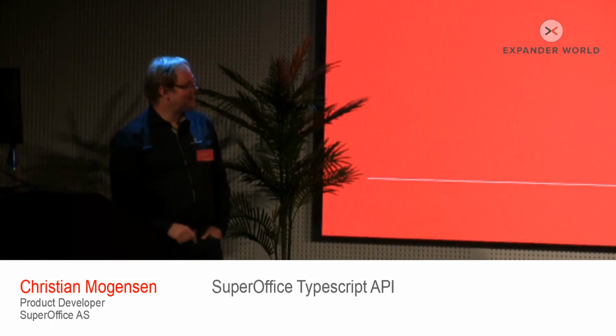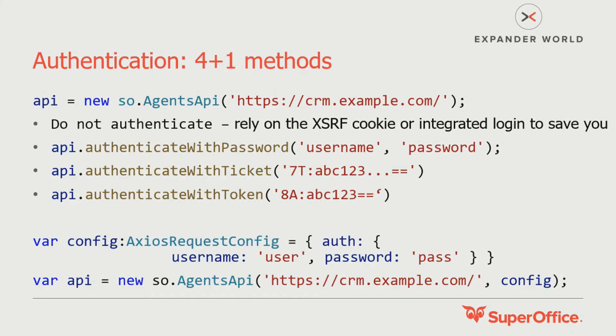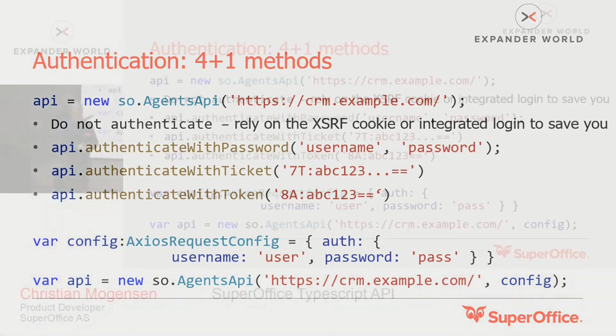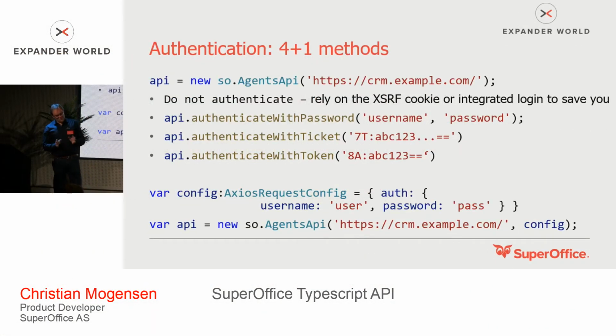All right, authentication. We have a bunch of methods for authenticating, for saying, this is how I would like to prove myself to the .NET server backend. First method is not to do anything. Don't say anything. Just trust that there's a cookie or an integrated login that will be handled for you. I do not recommend this approach, but it could work.